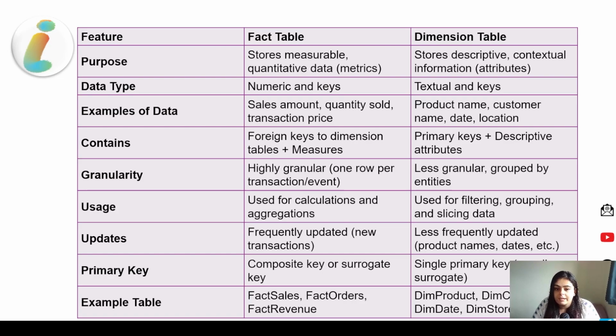But on the other hand, a fact table contains the transactional data. So the transactional data can be updated frequently, probably every second. Then the example of fact table could be fact sales, fact orders, or fact revenues, and dimension table could have dim product, dim customer, dim date, and dim store.